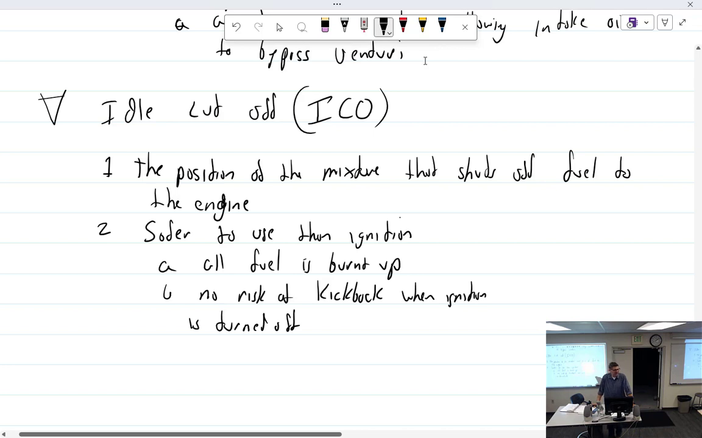You ever heard a car kind of diesel on after it's been shut off? What causes that? It's hot in the combustion chamber. You've got some little glowing carbon embers, right? And so even though you've shut off the ignition, it just keeps running a little bit.